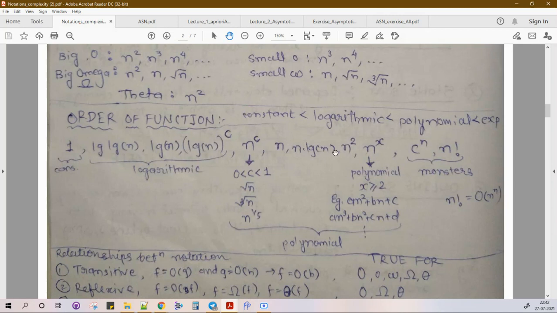Then I have n square, then n cube, then n to the power 4. So it is nothing but the polynomial n to the power x. Then I have c to the power n. So these are nothing but the monsters.